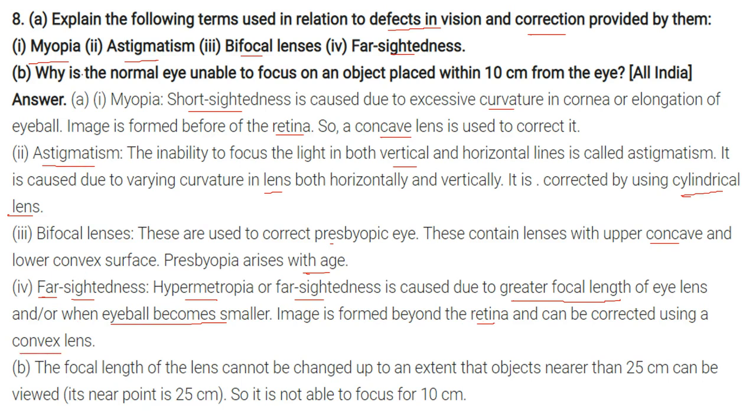Then the second part is, why is the normal eye unable to focus on an object placed within 10 cm from the eye? It's very close. So the focal length of the eye cannot be changed up to that extent. Only an object farther than 25 cm can be viewed. So the near point of a normal eye is 25 cm. This 10 cm is much nearer. We have to have at least 25 cm. That is why, if an object is placed 10 cm in front of your eye, you will not be able to focus.